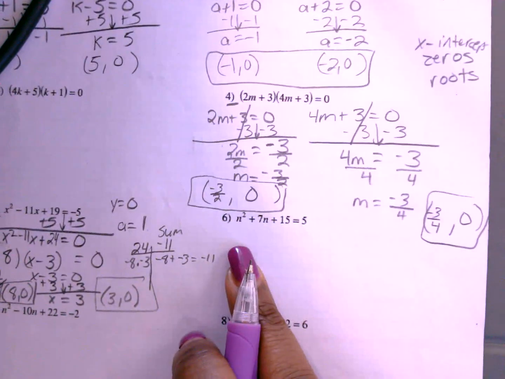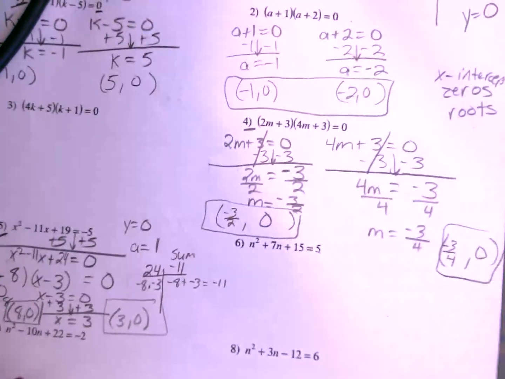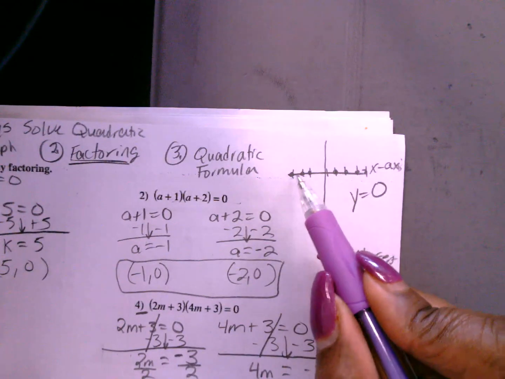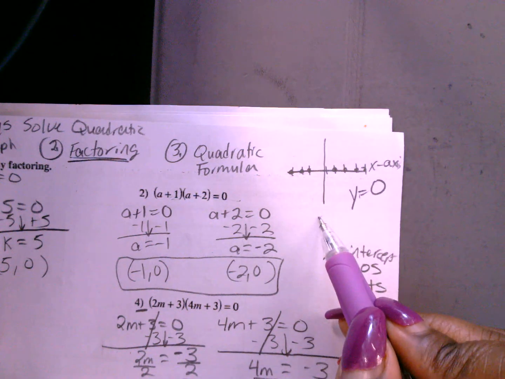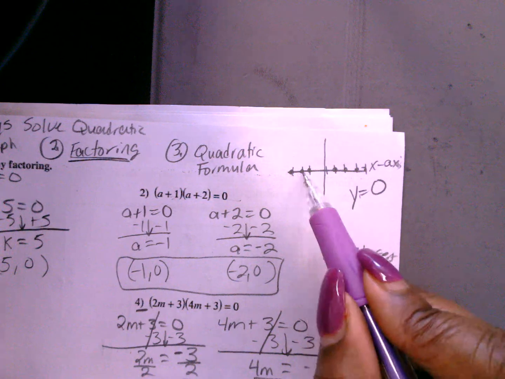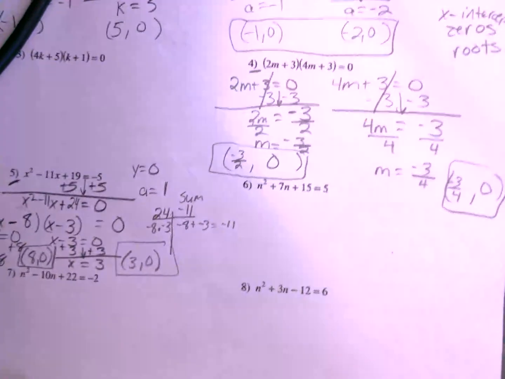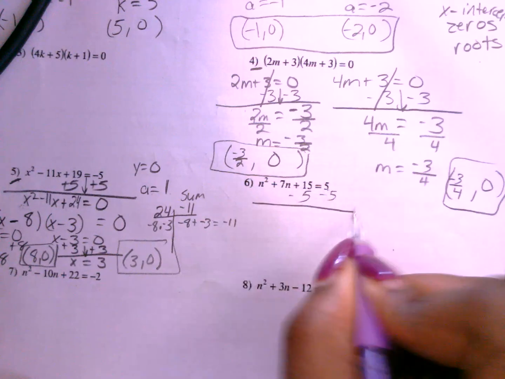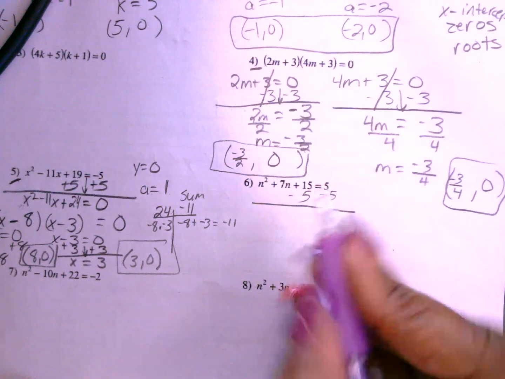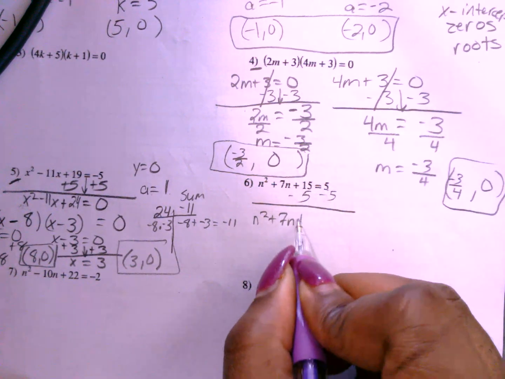Okay, so now let's look at one like number 6. With number 6, you see you have a number over here. This number has to be 0. Why does it have to be 0? Because if we're trying to figure out where it crosses the x-axis, your y value has to be 0, because every point on the x-axis has a y coordinate of 0. So in order to make your y coordinate here 0, you're going to have to subtract 5 on both sides of the equation. So when you subtract 5 over here, this gives you n squared plus 7n, and this is plus what? 10.